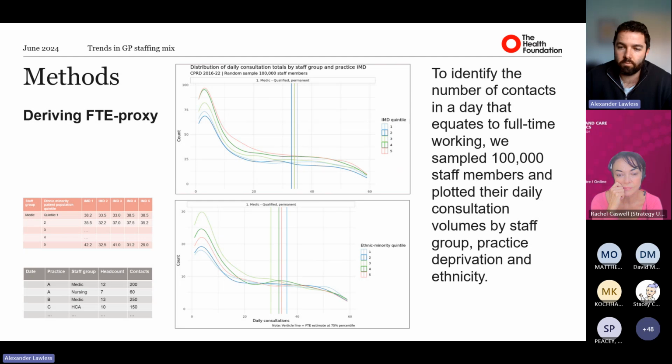We also expected that the number of patients that a certain member of staff can see in a day is going to vary by demographic factors, particularly deprivation and ethnicity mix within the patient list population. So we sampled 10,000 members of staff, plotted their total daily consultations, and stratified them by demographic factors, and then extracted the 75th percentile of that curve to operate as our estimate of full-time working.